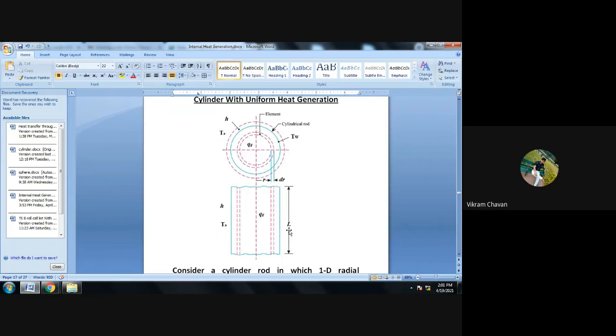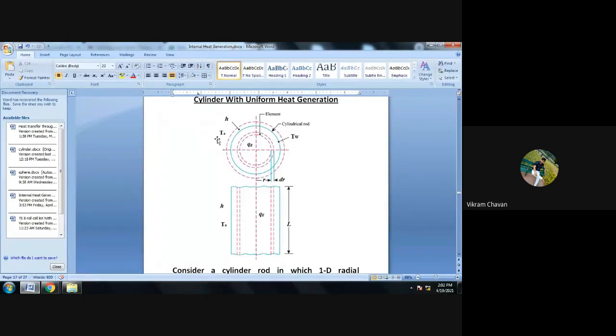Here we are going to consider that the rod has length L, and the radius of the rod is capital R. Now the surface of that rod is maintained at a temperature of TW. This rod is also transferring heat to the external environment, to the external air which surrounds that particular rod.